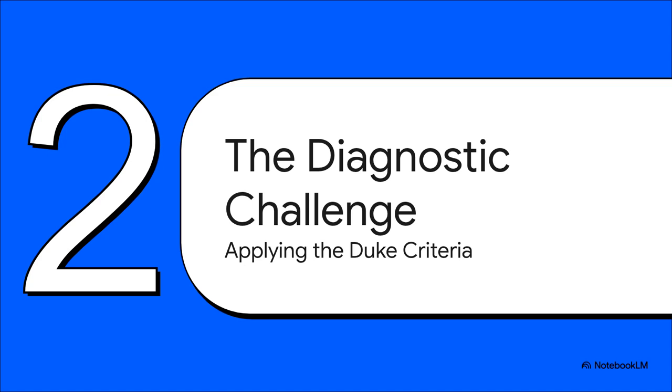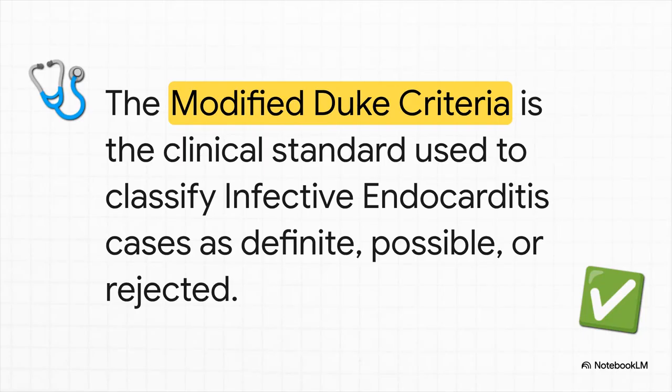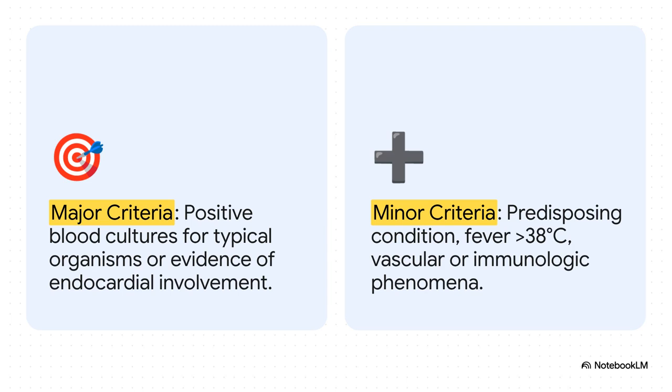But here's the thing. Before you can even think about treatment, you have to be sure about the diagnosis. And diagnosing IE, well, it's not always cut and dry. That's why we rely on a very specific set of criteria. And that gold standard is what's known as the modified Duke criteria. The best way to think about this is like a clinical scoring system. It helps us add up all the evidence to figure out just how likely it is that a patient truly has infective endocarditis. The criteria are split into two groups: major and minor.